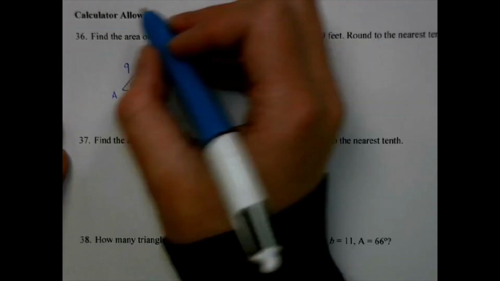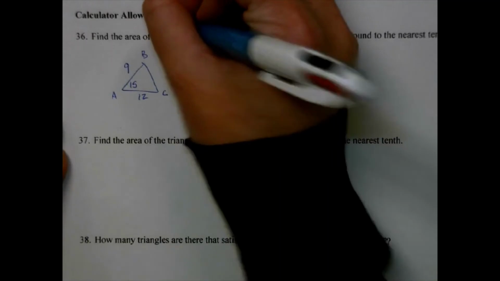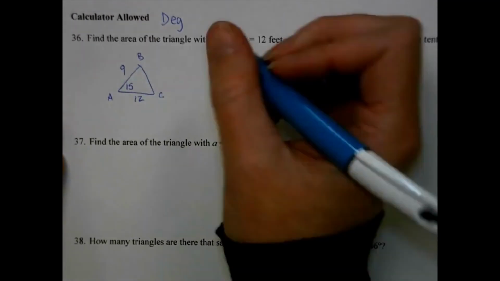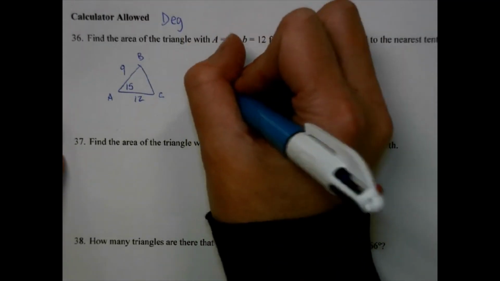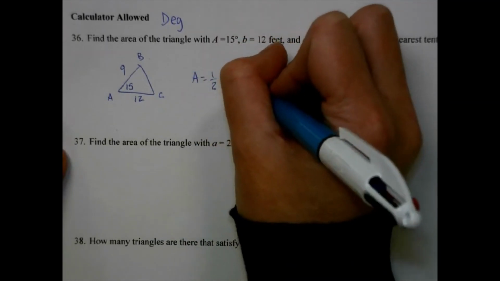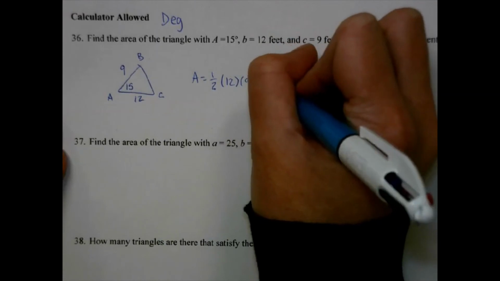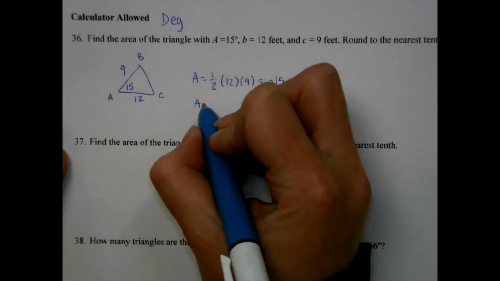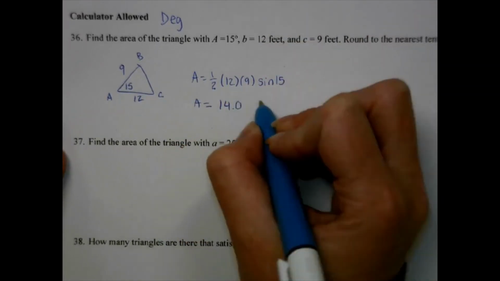So this is the calculator allowed. Your calculator should be in degree mode for this. So this will be 1/2 12 times 9 sine 15. Type all that in your calculator and you'll get 14.0.